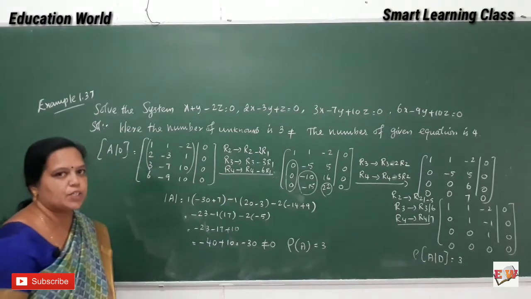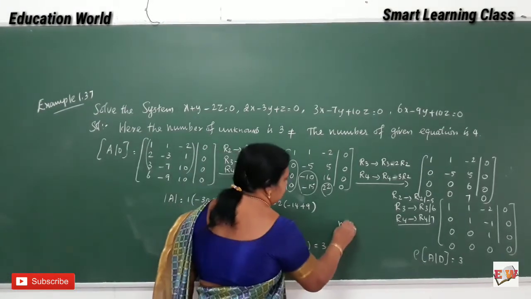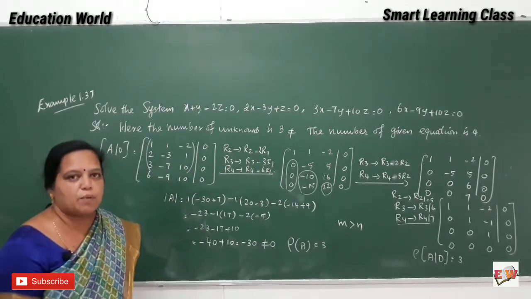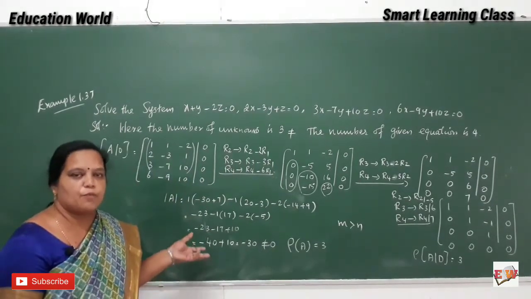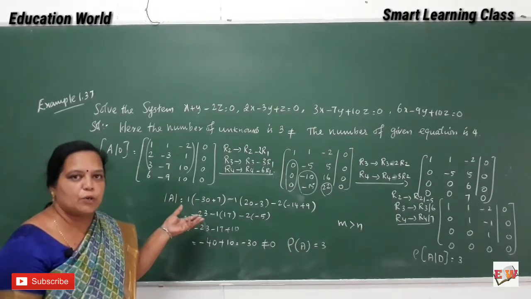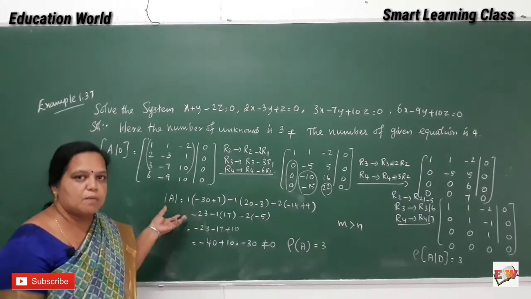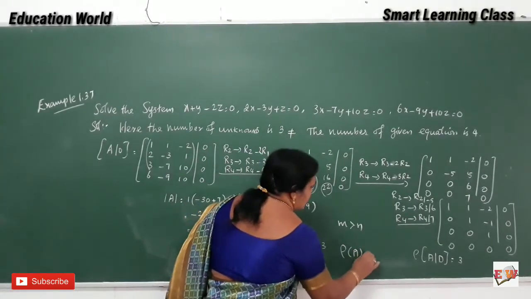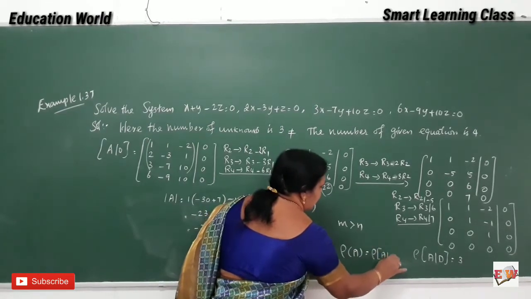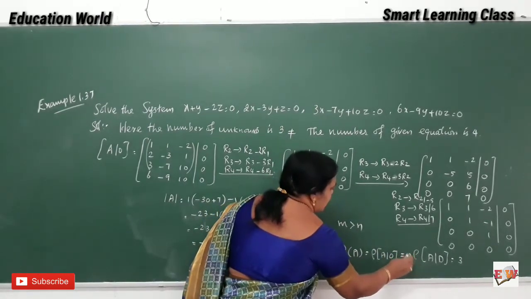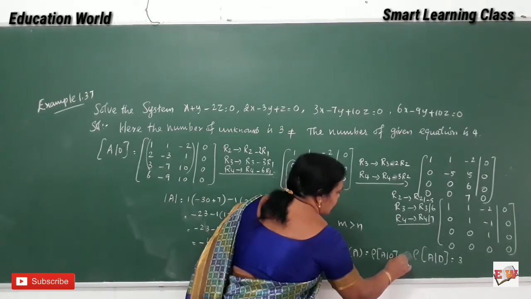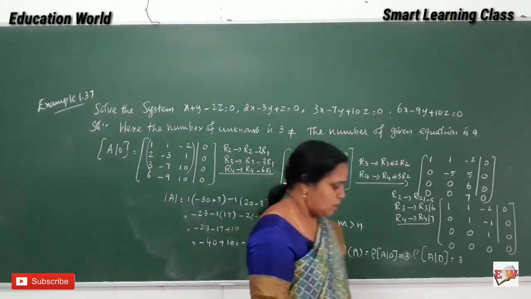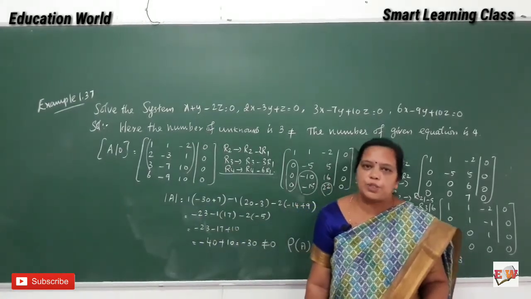What is our main condition? m greater than n: the number of equations is more than the number of unknowns. If we apply elementary row operations on the augmented matrix, we get rank of A equal to rank of the augmented matrix equal to n, or less than or equal to n. Here we are getting 3. So the system has a trivial solution only.